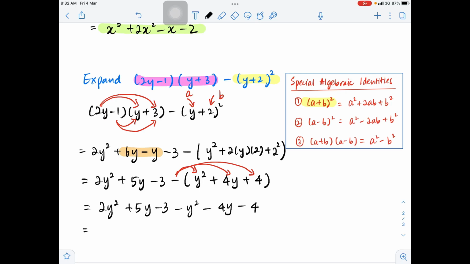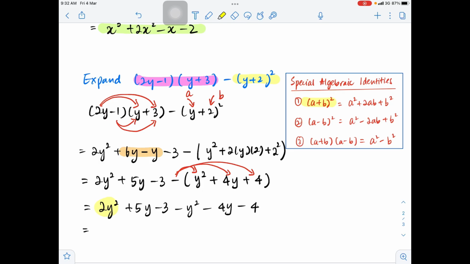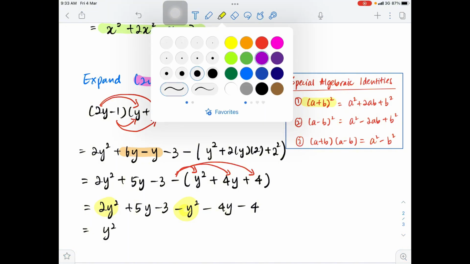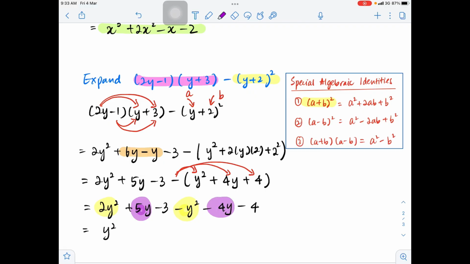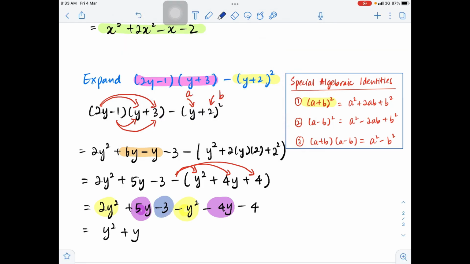Now let's see if we can spot some like terms. I think there are definitely like terms. We have 2y squared minus y squared. That would give us 1y squared. We also have 5y minus 4y. So that would give us plus y. And finally, if we look at the constants, we have negative 3 minus another 4. So altogether, that will give us negative 7. So our final answer is y squared plus y minus 7.